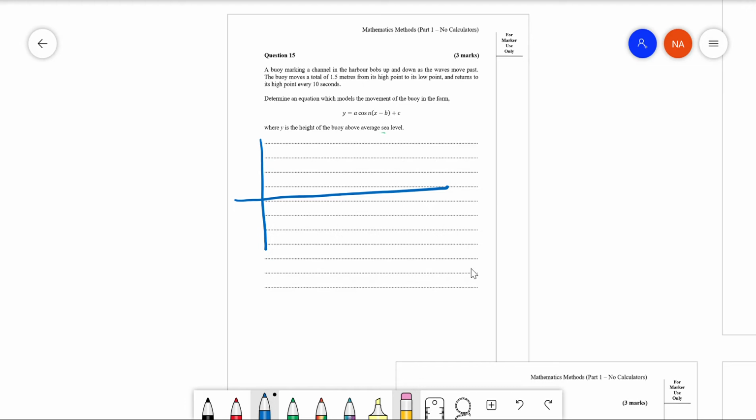Now, reading the words, this is a buoy, which is a float in the water, and it goes up and down depending on whether the tide's going in or out, so the height varies over time. But it doesn't tell you where it is at the start of this. So because of that, there'll be several correct solutions here.